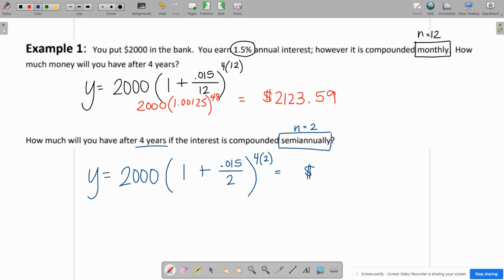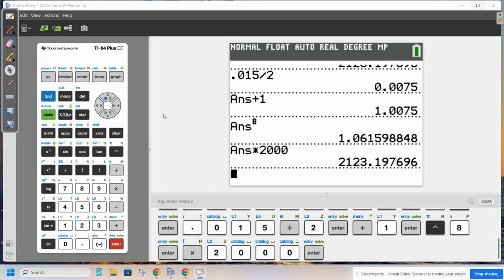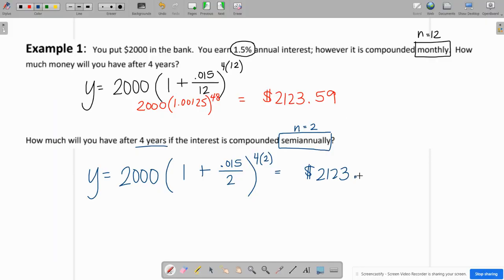So $2,123. And instead of 59 cents, it is what, 20 cents, if we round that appropriately. So it's a small difference when you're comparing compounding monthly versus compounding semi-annually, but there is a difference.